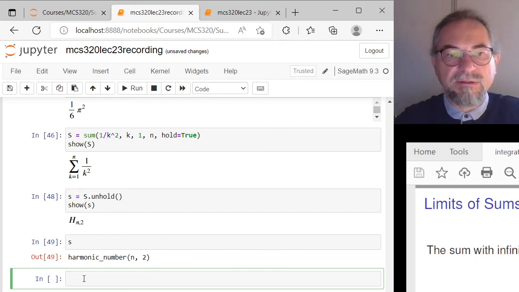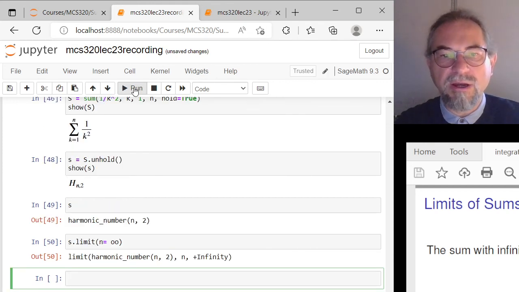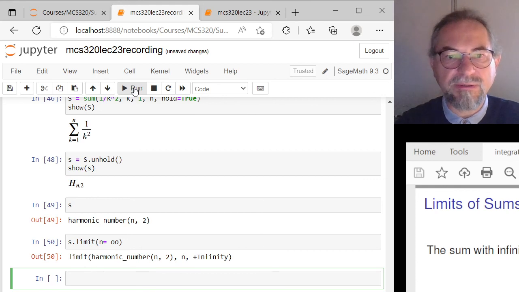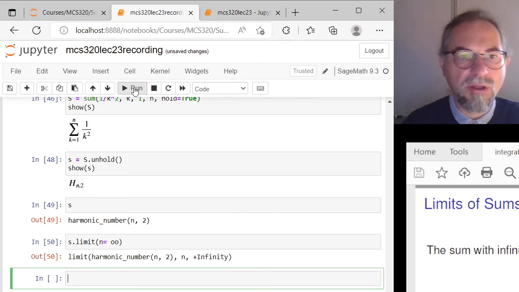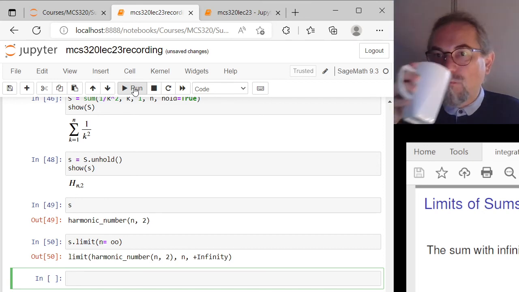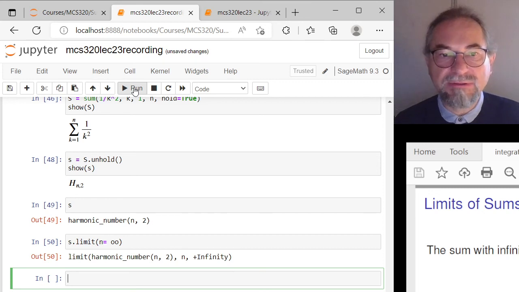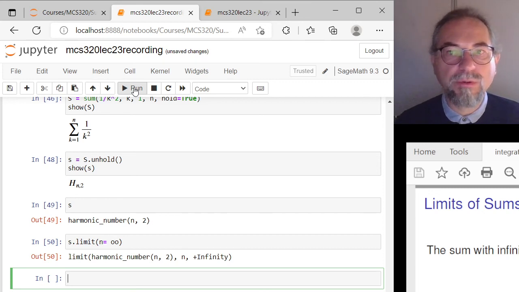So let's see if I can take the limit operation for n equals infinity, if that is going to work. Yes and no, it somehow does not evaluate this to the fullest. Okay, I will stop here. The main point of this lecture is that one has to be careful with the symbolic bounds.